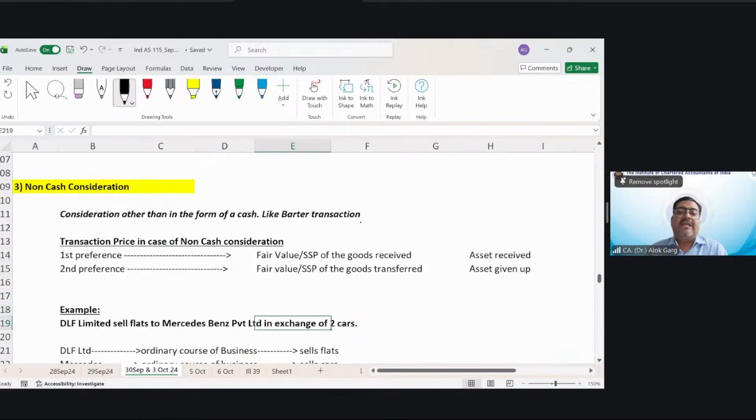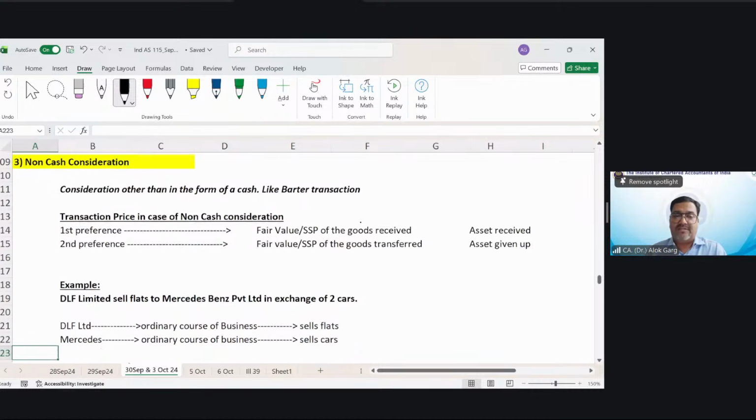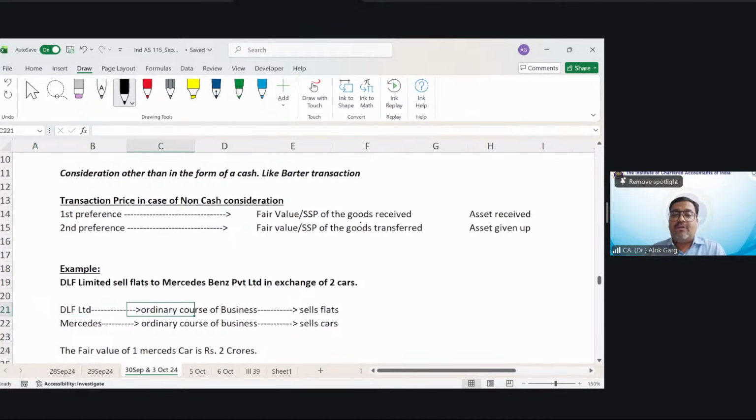For example, DLF. DLF sells a flat to Mercedes in exchange for 2 cars. So DLF Limited's ordinary course of business is to sell flats, and Mercedes' ordinary course of business is to sell cars. The fair value of one Mercedes car is rupees 2 crore.